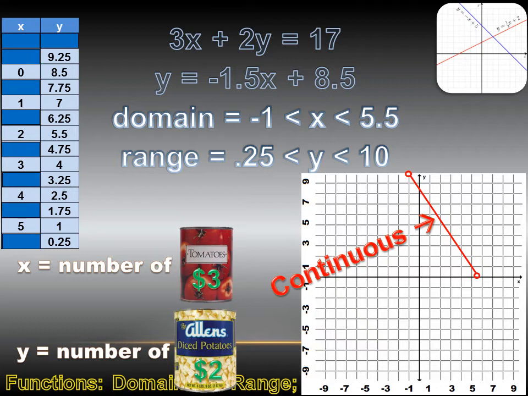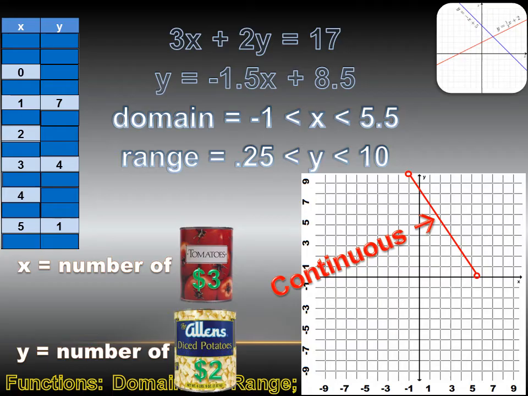And a number of the remaining members of my range have fractional values, like 9 1/4. Well, could I buy 9 1/4 diced potato cans or 7 3/4 diced potato cans? No, I can only buy whole diced potato cans. So I've got to get rid of all those fractional diced potato cans. And now my domain and my range are different because we're dealing with units that are discrete, that we can't break up into partial or fractional units.